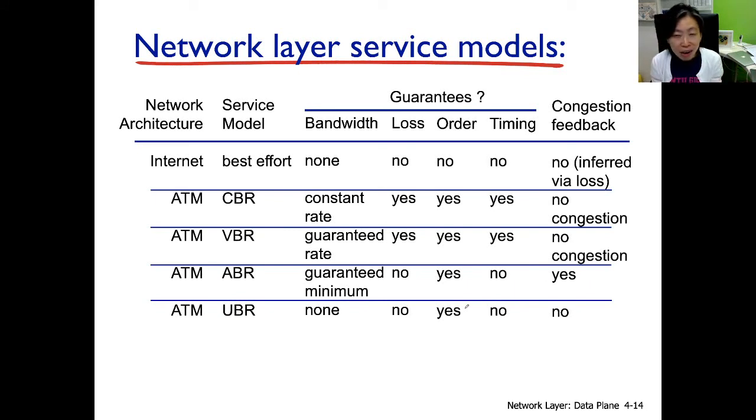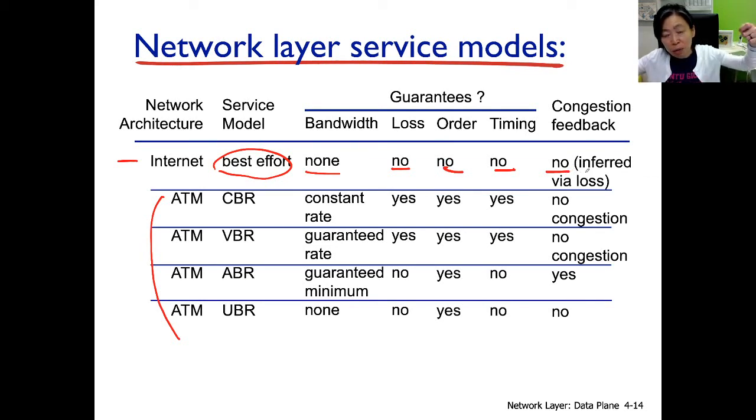Now what I'm listing here are the 5 service models that have been implemented and used, at least for some time in ATM's case, and continue to be used today on the internet as well. So the internet service is the best effort. So essentially it's not guaranteeing anything, no guarantee at all, and it's not giving congestion feedback from the network layer. It's in fact being inferred from the transport layer, between the TCP sender and receiver. Now ATM, quite sophisticated, provides actually a spectrum of service models.